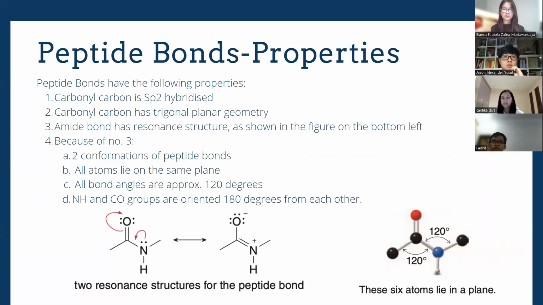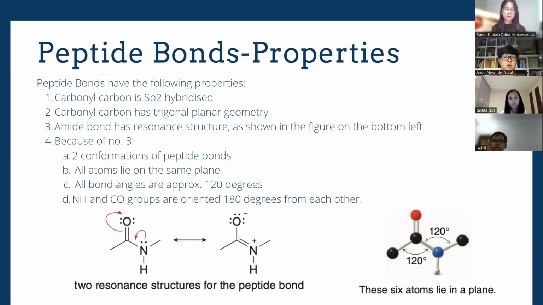And so these are just the properties of some of the peptide bonds. The first one is that the carbonyl carbon is sp2 hybridized and has a trigonal planar geometry. And three, the amide bond has a certain structure known as a resonance structure, as shown in the figure on the bottom left. And because of the property of number 3, we have many derived properties, which are two conformations on the peptide bonds, which are shown in the resonance structure.